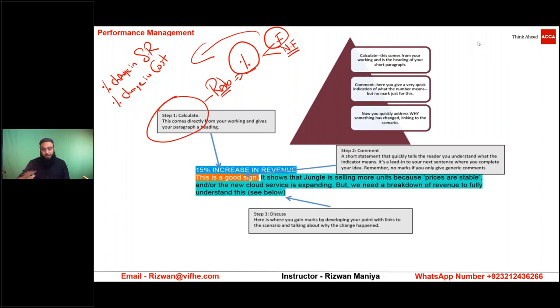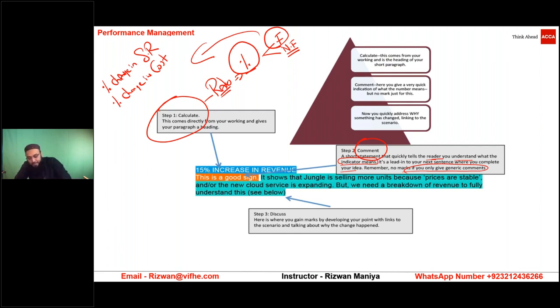Done with the calculation, then is comment. Comment. What is a comment? Let me read. A short statement that quickly tells the reader, that is the examiner, you understand what the indicator means. It's a lead-in to your next sentence where you complete your idea. Remember, no marks if you only give generic comments. So listen. What is a comment?